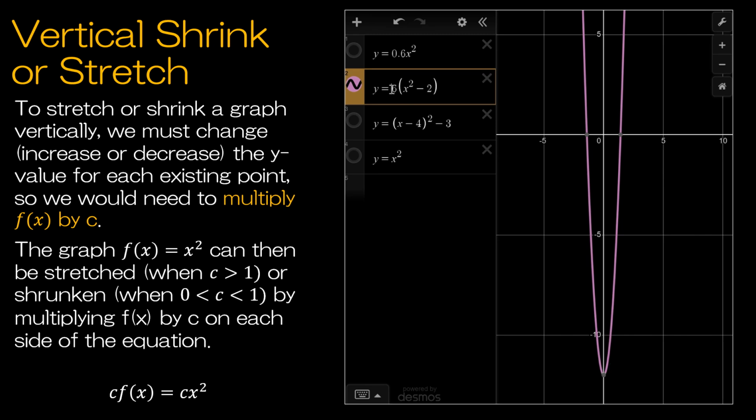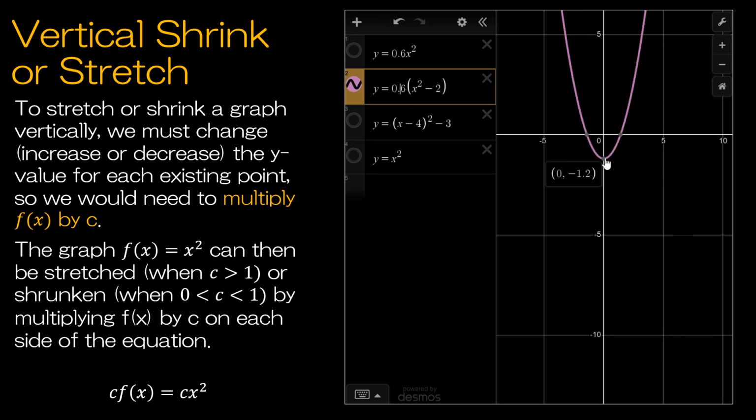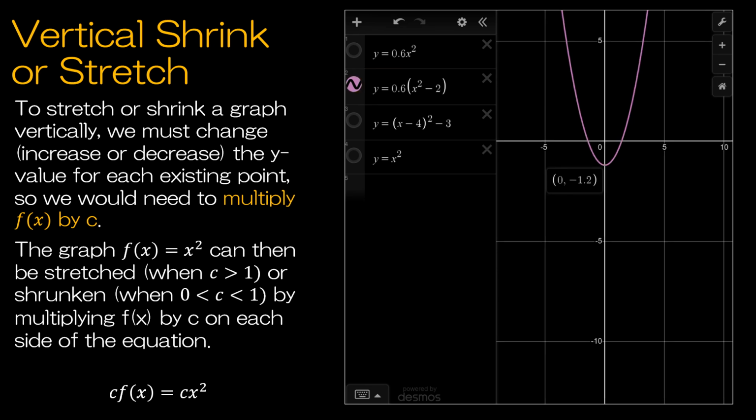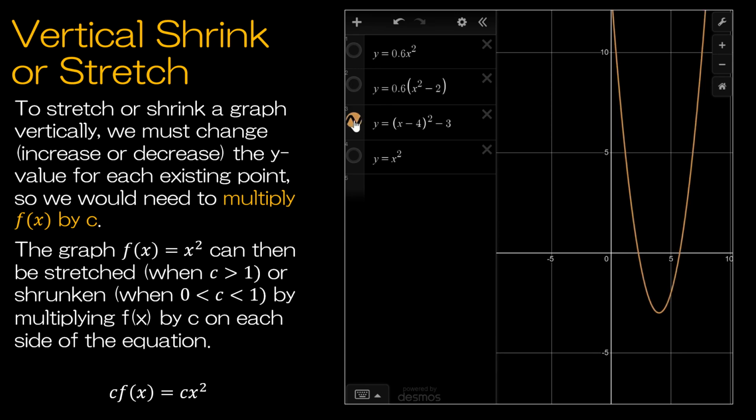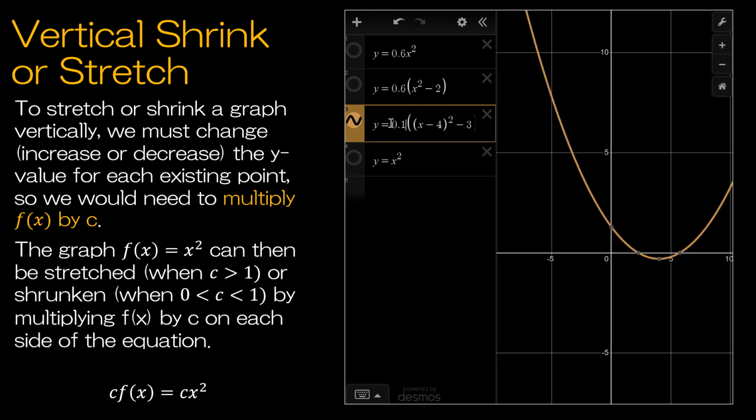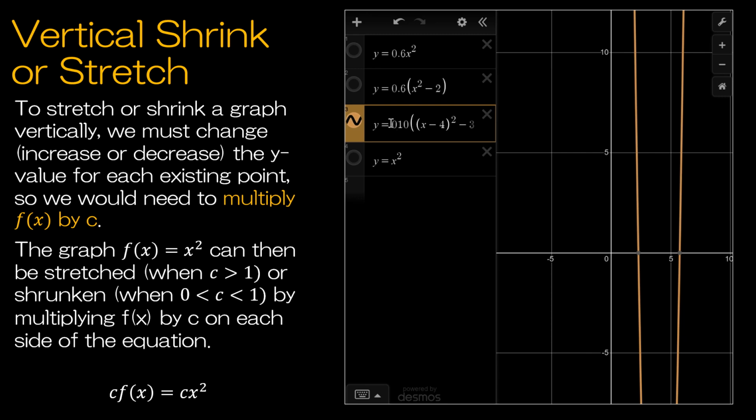Same thing if I put a 0.6. So now that vertex has changed because, again, I'm changing the entire function. Last one, here's my original function. Again, don't be fooled by putting a number just right here. I have to have the entire function multiplied by some constant. So let's do a number between 0 and 1, which makes it, again, like I'm squishing down from the top, or make it 10, which means like I'm taking each side and stretching.